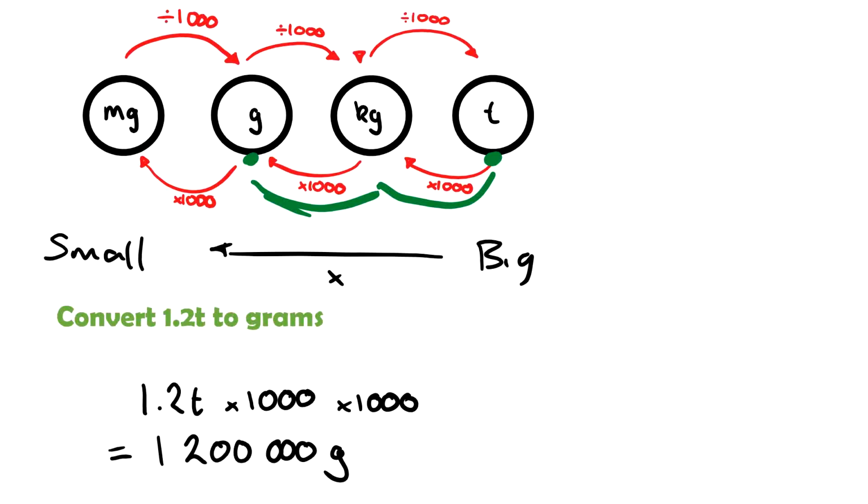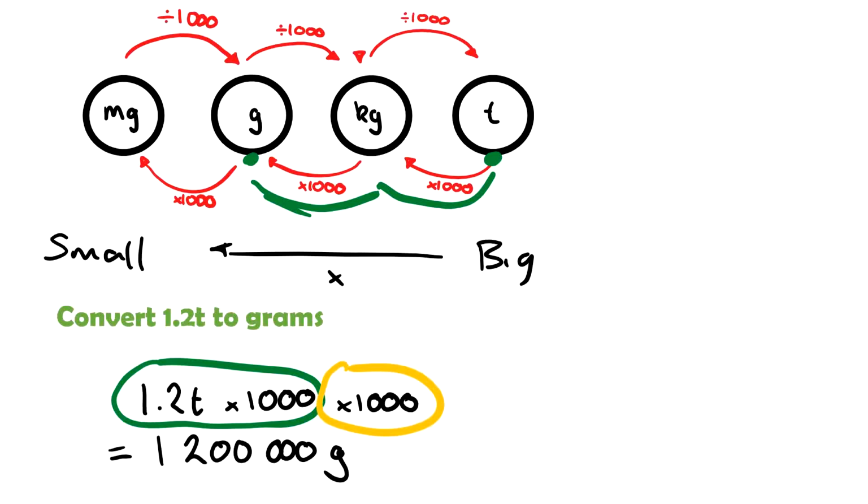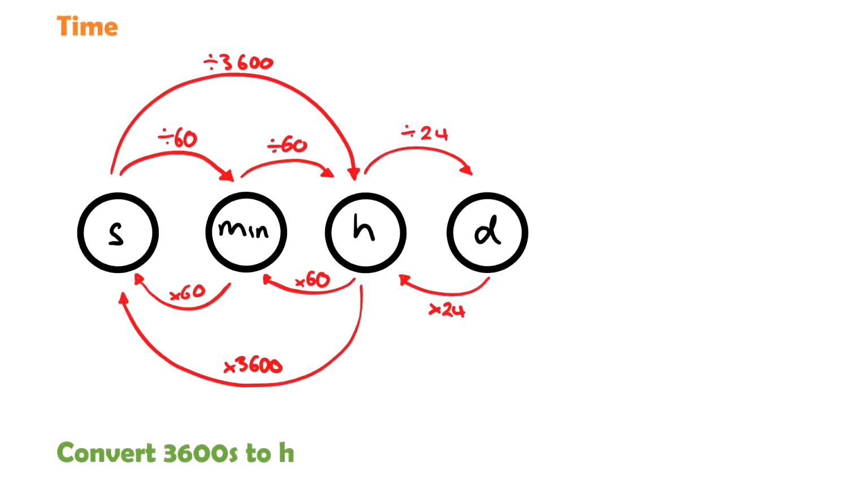So in this case, we went from tons to kilograms first, and that was this front part. And then the second part at the back, which I'll do in yellow, this part here, was going from kilograms to grams. So here we have time, same thing, seconds, minutes, hours, days, and we have what we need to do to get between each unit.